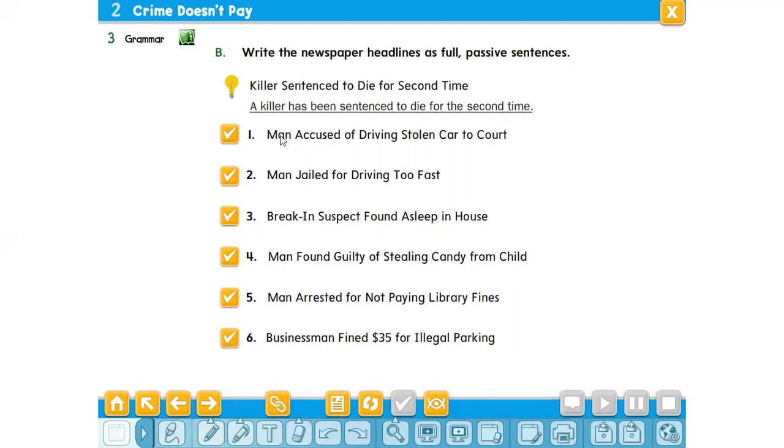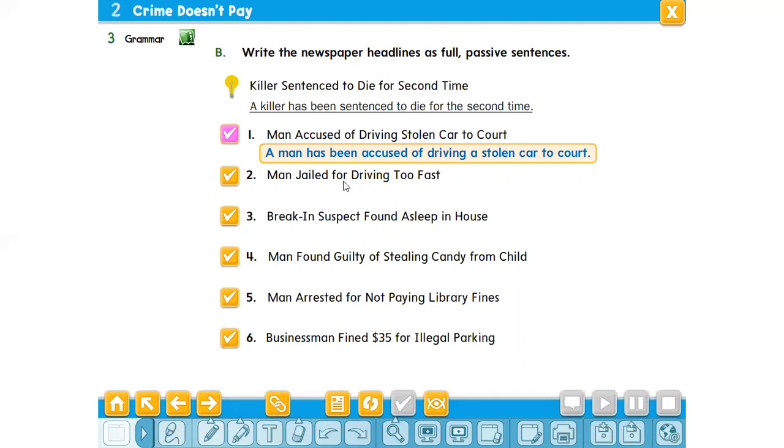Okay. Man accused of driving a stolen car to court. Where is the verb here? Accused. Excellent. A man has been accused. Has, because the subject is singular, plus have or has, we will use been, past participle of verb to be, and the past participle of the main verb.